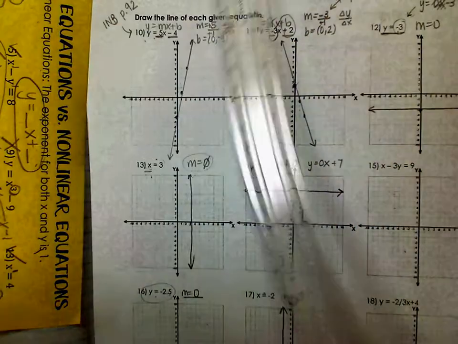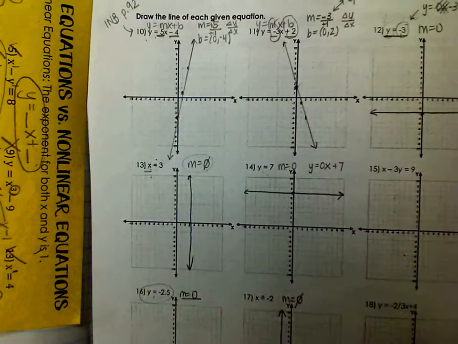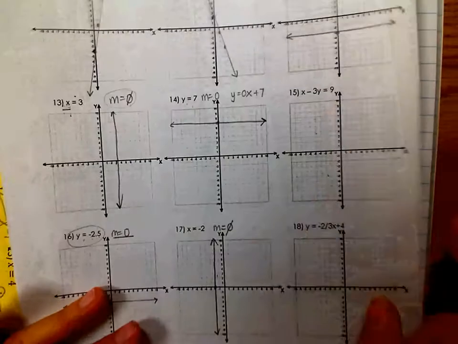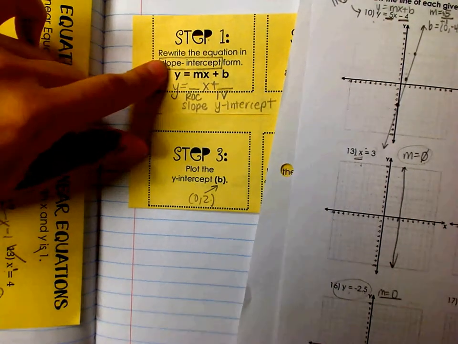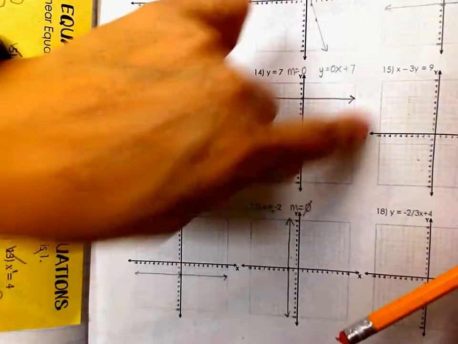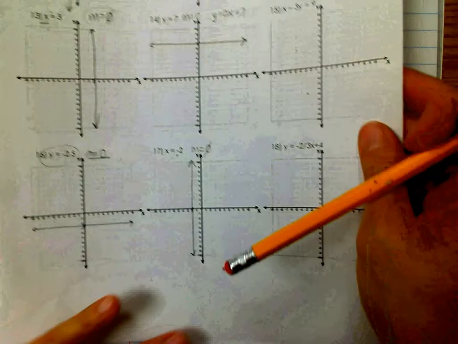All right, we'll come back to number 15. Okay, 15 is more like this. We have to actually do step 1. We've been skipping step 1, but 15 requires us to do step 1. We'll come back to that. We'll do another one, number 18.